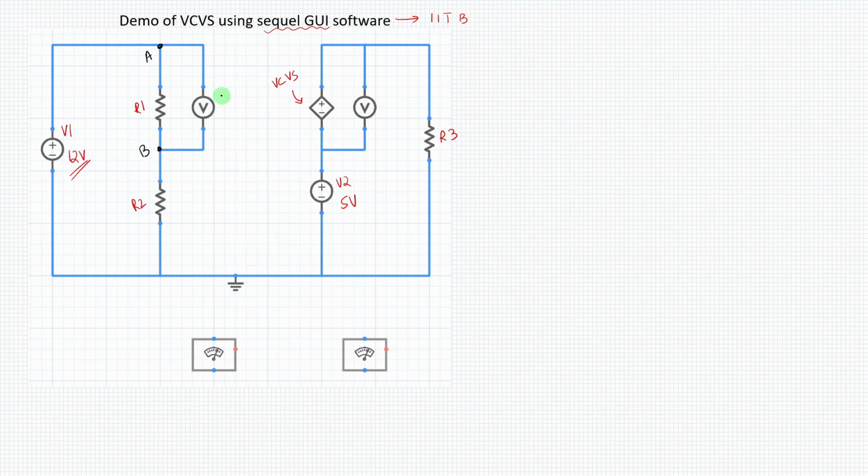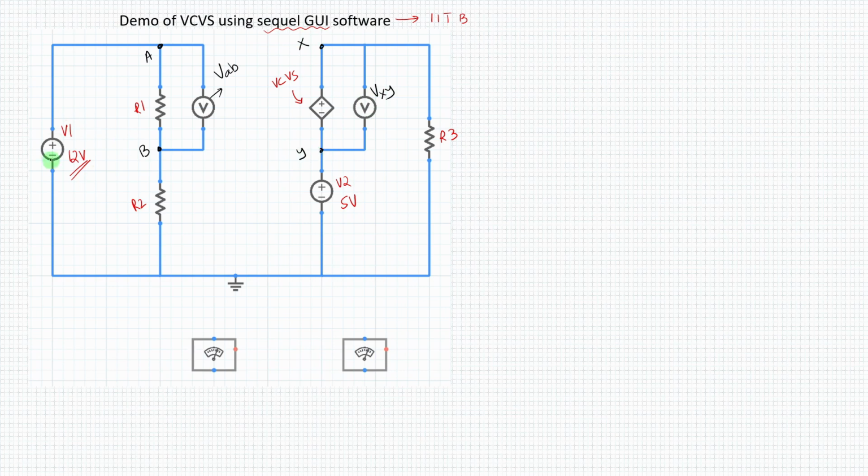So what is this voltmeter doing here? This voltmeter is measuring the voltage of A with respect to B. The idea is that this voltmeter is measuring the voltage VAB. Let me call this point X and this point Y. So this voltmeter will be measuring the voltage VXY, that is the voltage of X with respect to Y.